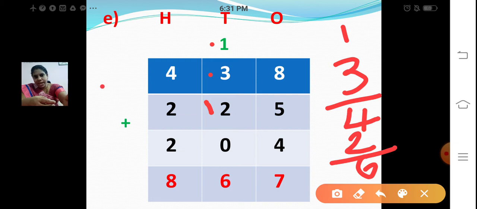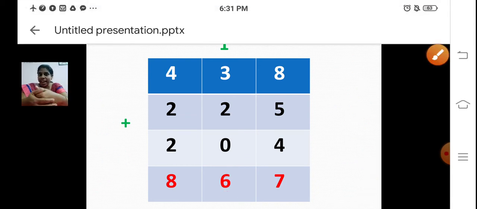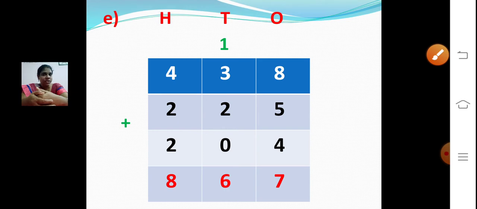So with this sum, I am going to add the next number 0. So 6 plus 0 is 6. Very good. Now, is there any carryover? No. It's a single digit number. So write that as it is. 1 plus 3 is 4. 4 plus 2, 6. Now let's move on to the hundreds place. Let's add the hundreds place now.